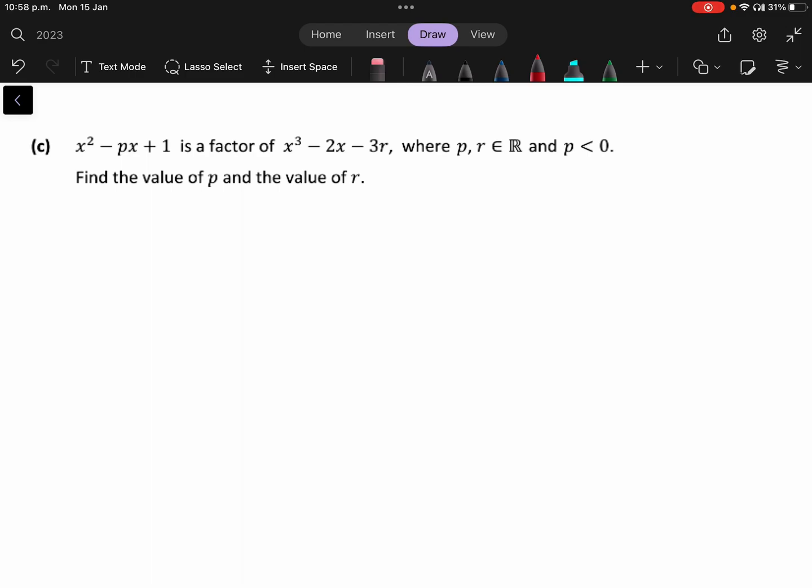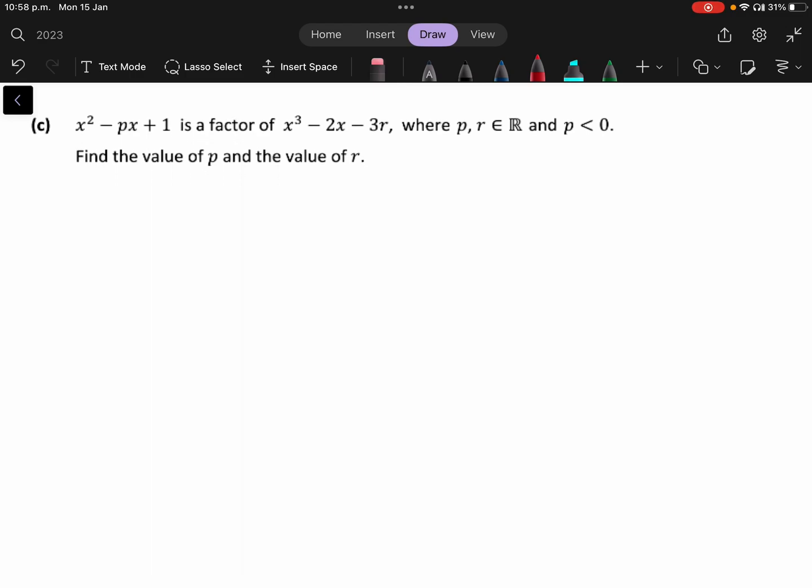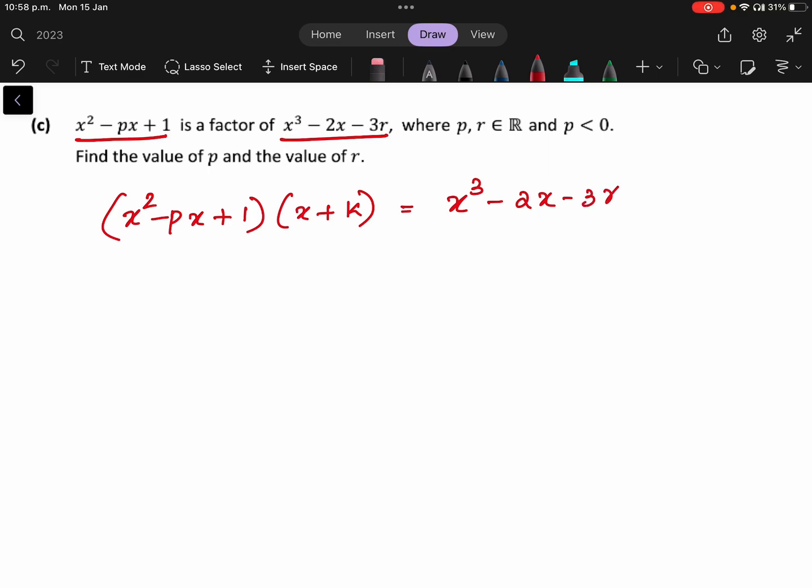x cube, so there are two methods. One is that you can divide and find the remainder and then solve it, or what you can do is, if this is the factor and this is a square, which is a quadratic, and here you have a cubic, it means that the quadratic term here, multiplied by x plus k, should give you this x cube minus 2x minus 3r.